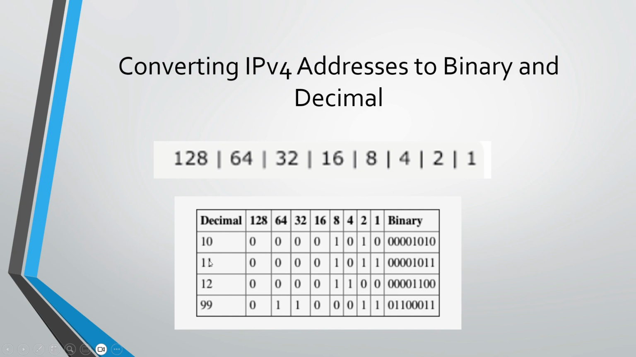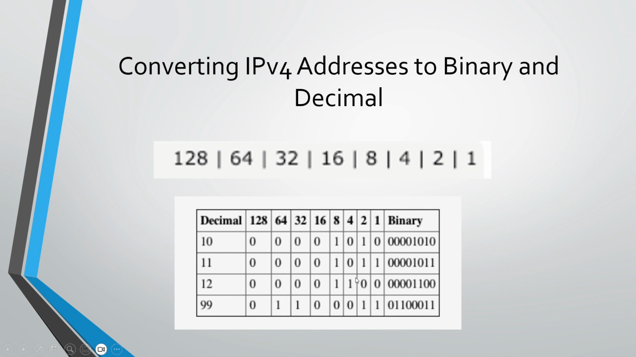And then lastly for 99, it doesn't go into 128, but does go into 64, and that's 35 left over. And then 35 does go into 32, so put that there, and we have 3 left. Doesn't go into 16, 8, or 4, so we have 3 left. Goes into 2, obviously, and then we have 1 left, and it goes into itself, and we have that binary there.